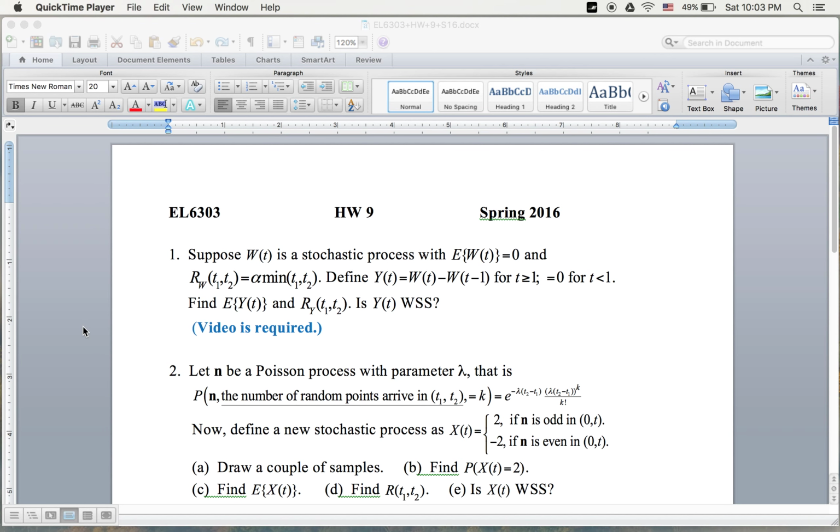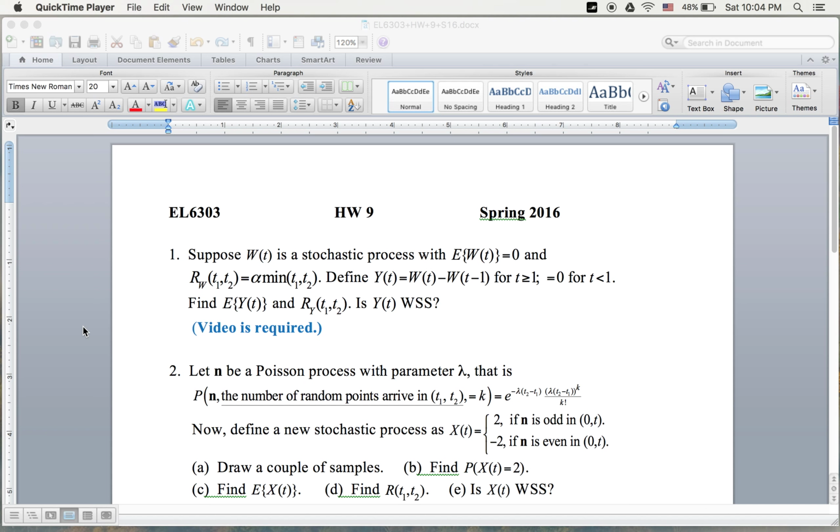So in this video, I will be explaining question 1 of homework 9. So let us first look at question 1. We are given W(t), a stochastic process, and we are also given that the expectation of W(t) equals 0, and also the autocorrelation of W is alpha into minimum of t1 comma t2.